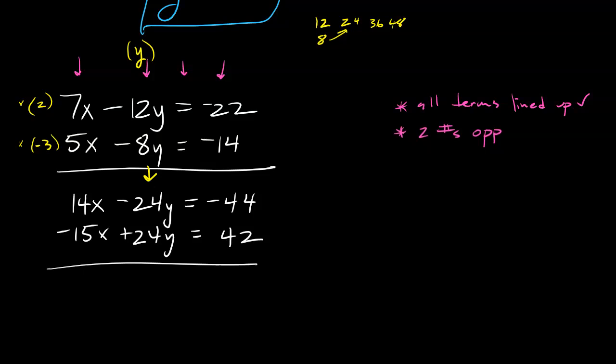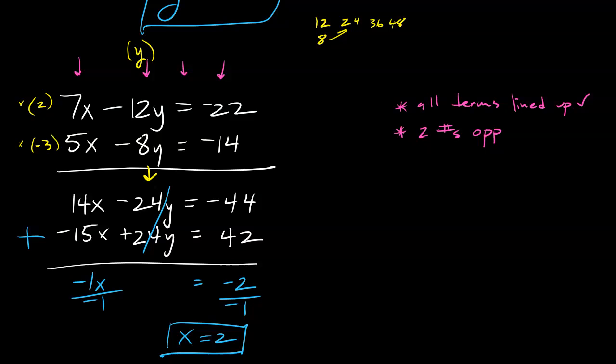And I'm going to add them up, because that's what we would do with elimination. 14 minus 15 is -1. -24 plus 24 is 0. Go ahead. Which one? This one? No. You forgot to make one of the equations negative. So I got x is 2.